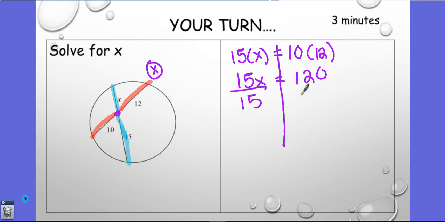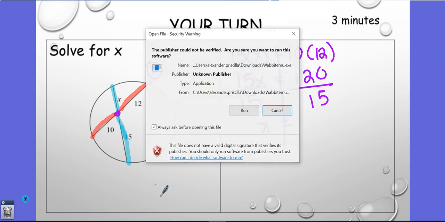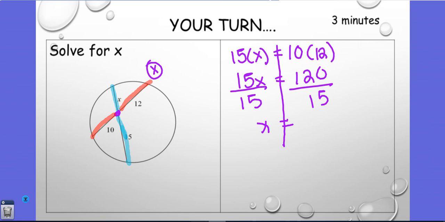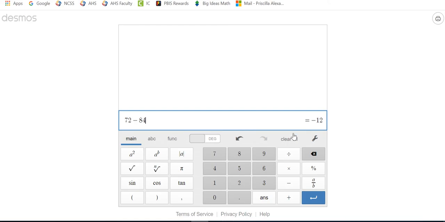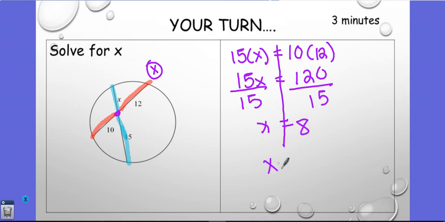Divide by 15, divide by 15, x equals 120 divided by 15. Oh, my bad. That equals 8. So x equals 8. And there we go. And sometimes you are asked to find the length of the chord. So you would put this 8 back in and say 15 plus 8 is 23. So make sure you read the questions. This is only asking us to solve for x. So make sure you read carefully.